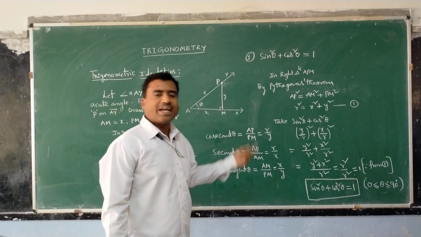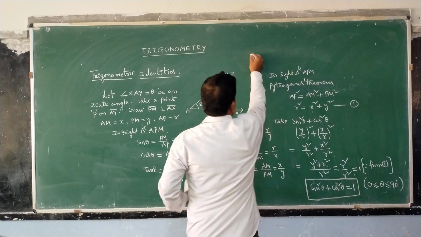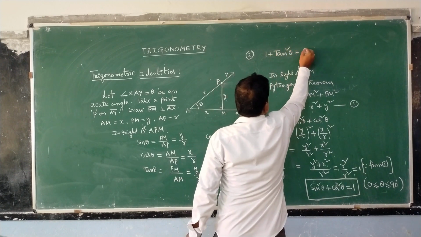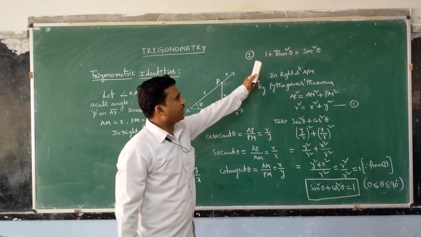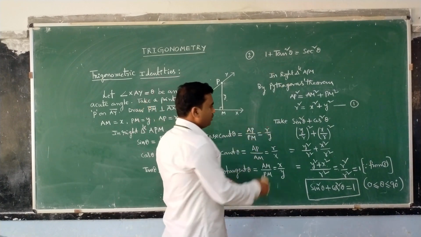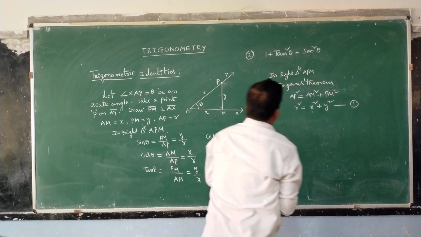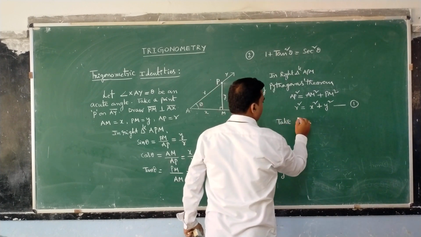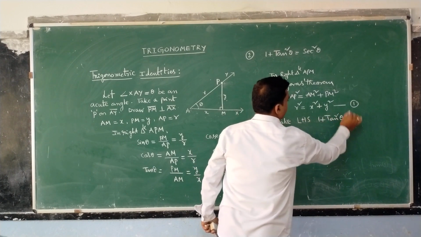Now the second trigonometric identity is 1 plus tan square theta is equal to secant square theta. Now take the LHS, 1 plus tan square theta.